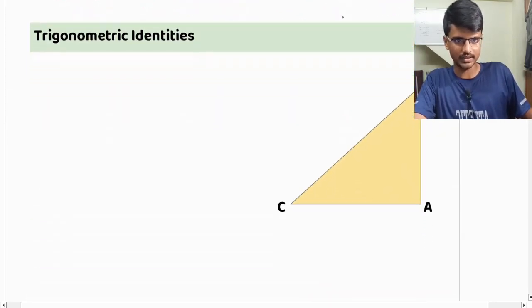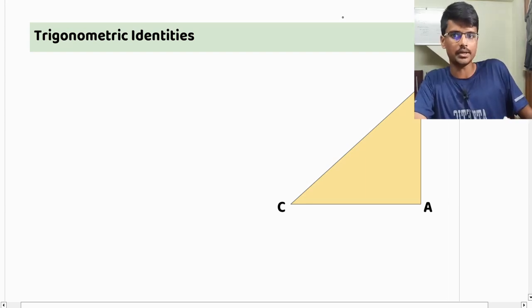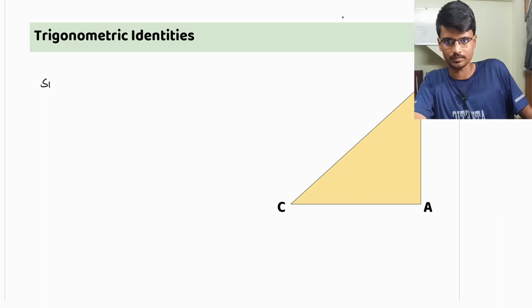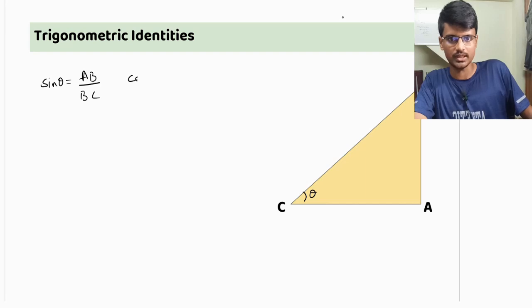there are some standard identities that you need to know. Let's see. I know sine theta is opposite by hypotenuse. If this is my theta, my opposite side is AB, and the hypotenuse is BC. Similarly, cos theta is AC by hypotenuse, and the hypotenuse is BC.